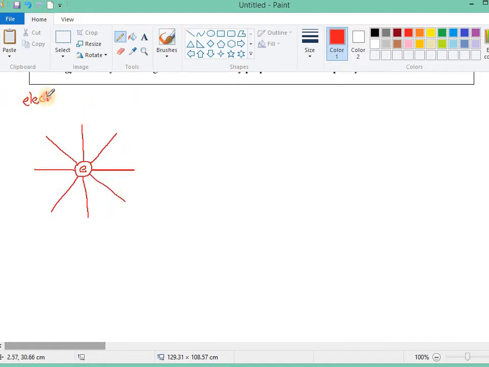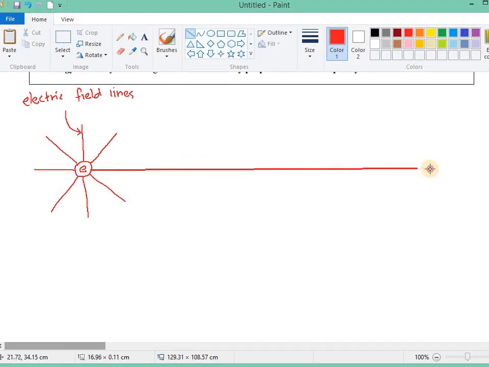These are electric field lines, to help us visualize what the electric field looks like. This is something you learned a little bit in Form 2. Now, these electric field lines extend to infinity. That means they go on and on and on, continuous.